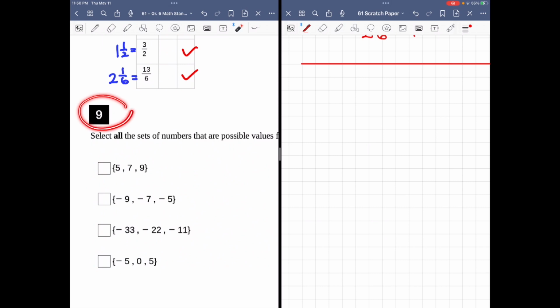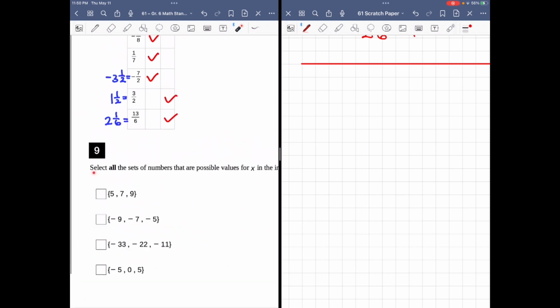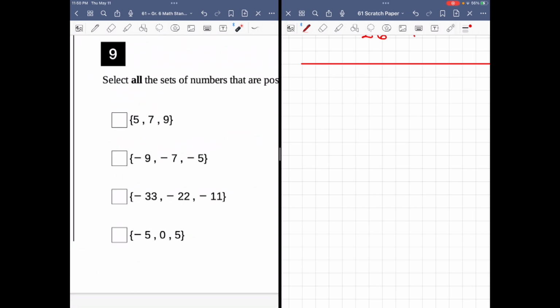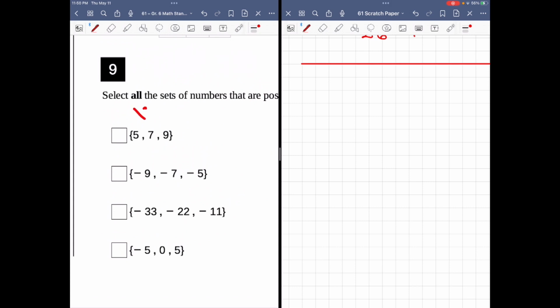Here is problem number 9. Select all the sets of numbers that are possible values for x in the inequality x is less than -3. So to make this easier to work with, go write this inequality closer to the answer choices. X is less than -3. Here we go. So here's x is less than -3.